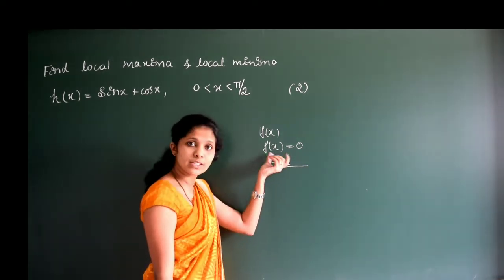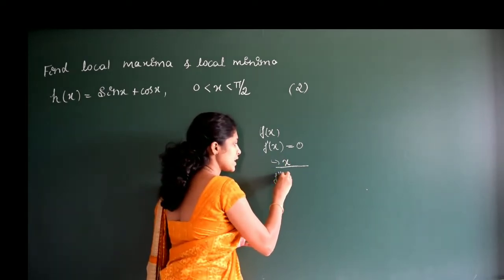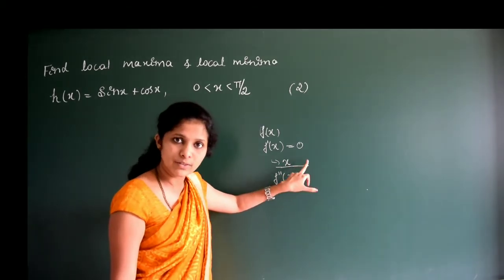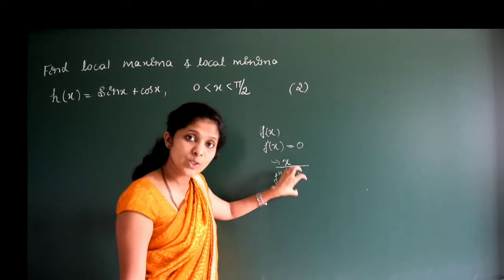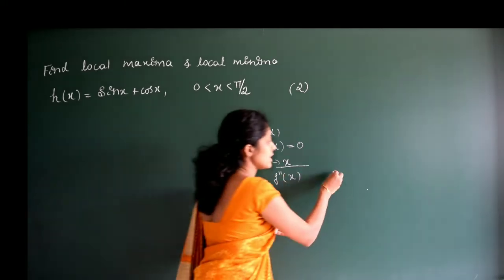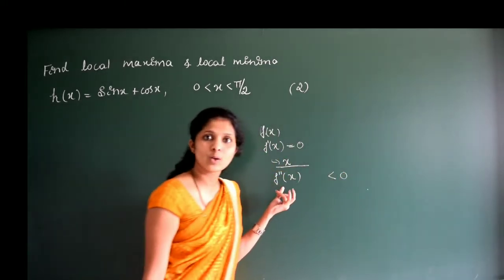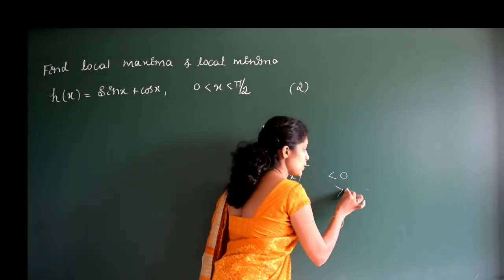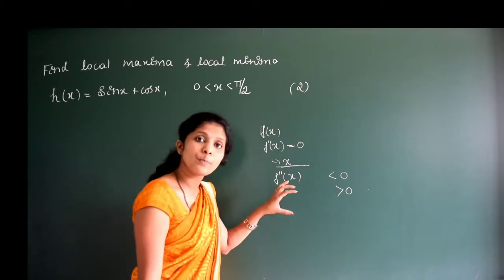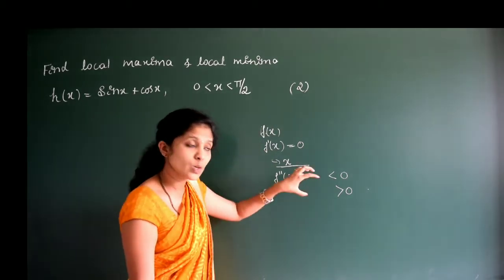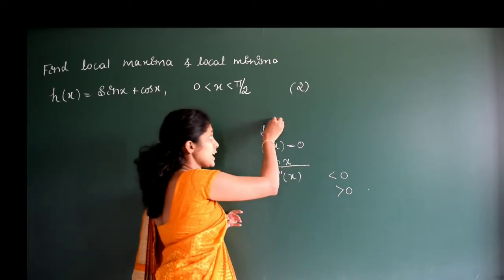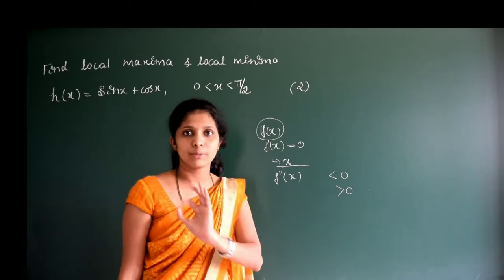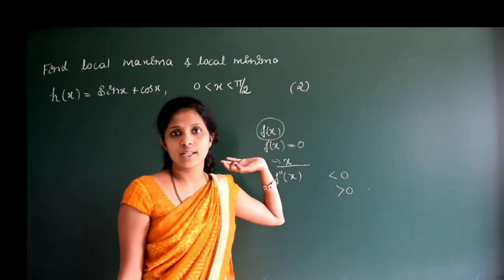Then you need to differentiate the function further, that is f double dash of x, right? After that, you have to substitute the values of x here, whatever values we got. If that value is less than 0, negative, then it is called the point of local maxima. If it is greater than 0, positive, then it is called the point of local minima. Then those values you substitute in the function f of x, that gives the local maximum value and the local minimum value. Remember, this type of problem is important, okay?